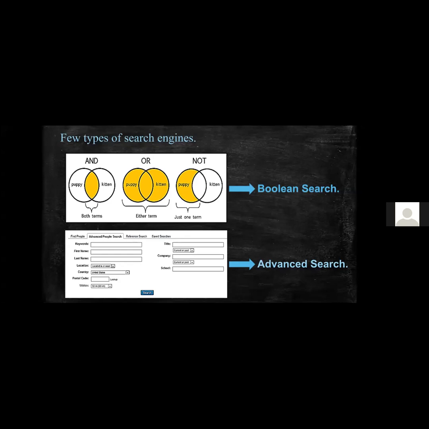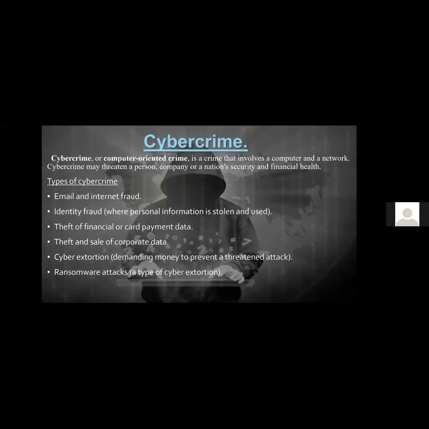And the third is not, puppy not kitten, which means it will show just one information, that is puppy. The next one is advanced search, in which you can see there are many words like keywords, first name, last name. You can search anyone through these keywords, which is also known as advanced search. These were the advantages of the internet.